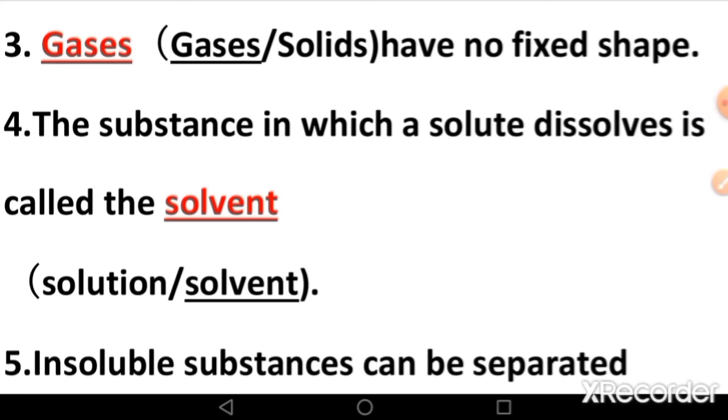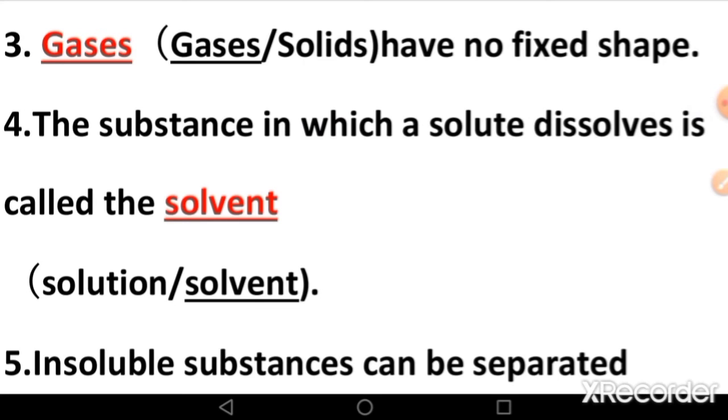Answer is gases because gases are substances in which the particles are very loosely packed, and as particles are very loosely packed, they do not have fixed shape, and unlike liquids, they occupy all the available space in the container. Another option is solids, but solids have fixed shape as particles are packed very close to each other.